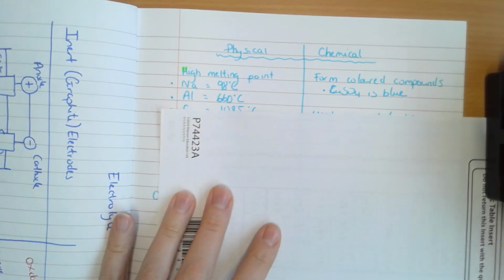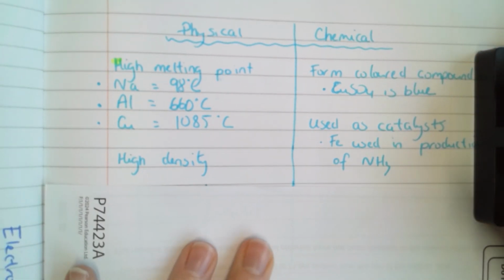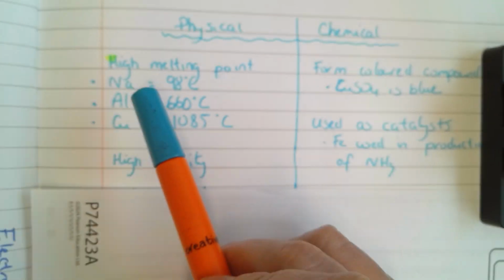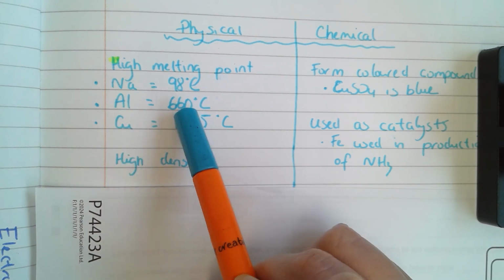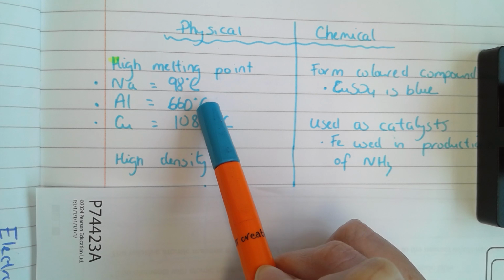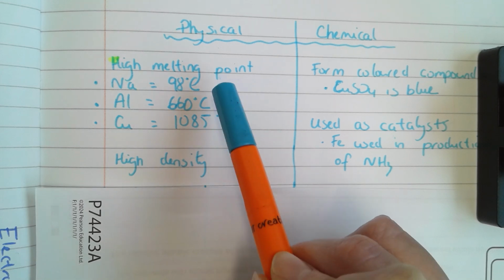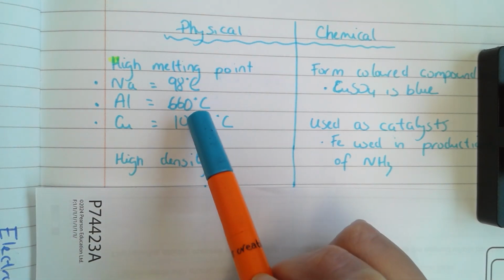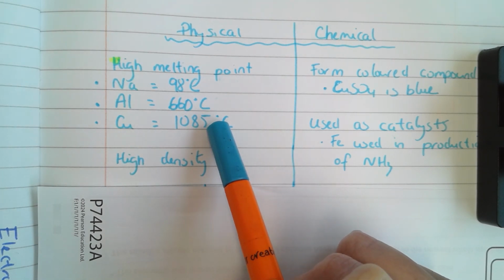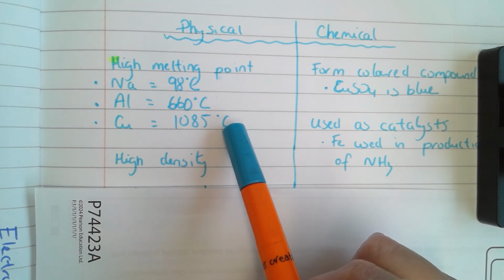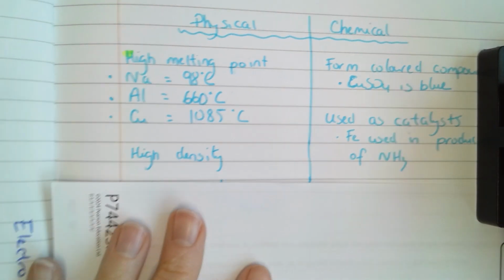So if we start with physical properties, they have really high melting points. For reference, we learned that group 1 were relatively low. So you see here sodium 98, aluminium, your typical metal, 660, and then copper, a transition metal, 1085. So yes, group 1 is relatively low, but even compared to aluminium, these have very high melting points. One of the other transition metals, tungsten, has a melting point over 3000 degrees Celsius. So even as metals, they have very high melting points.